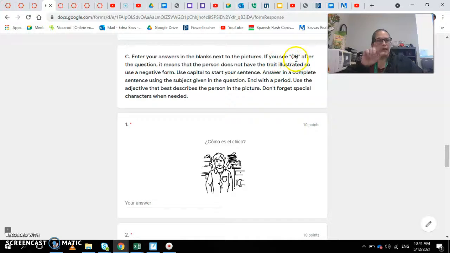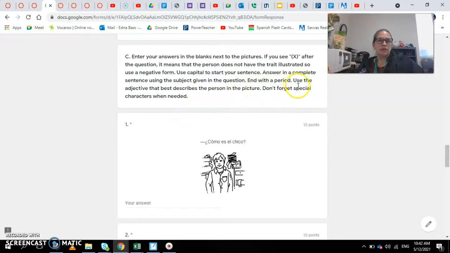If you see X after the question, it means that the person does not have the trait illustrated, so you have to use a negative form. Use a capital to start your sentence. Answer in a complete sentence using the subject given in the question. For example, in this question, the subject is El Chico. I am asking about El Chico. So that's how you would start your answer. El Chico, and then the verb, and then the adjective.